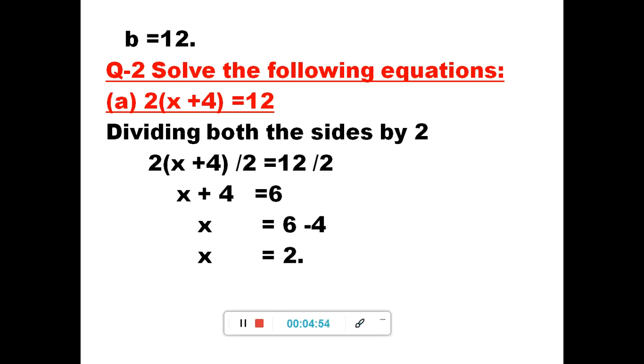So, x plus 4 equal to 6. Now, x equal to 6 minus 4. So, x equal to 2.